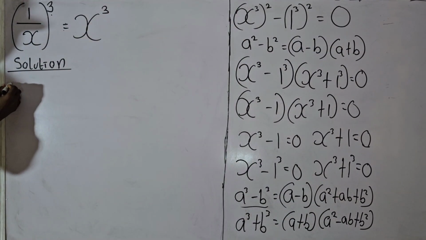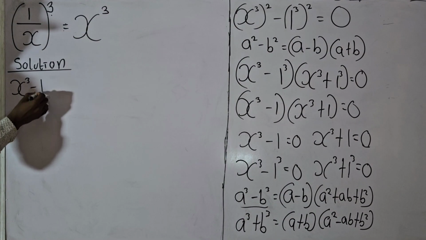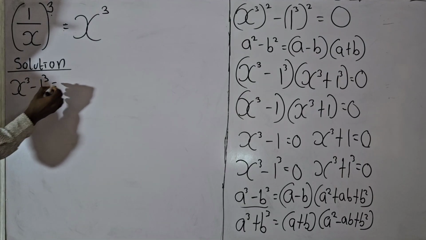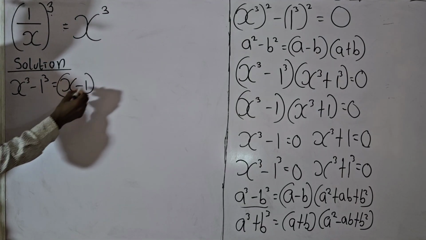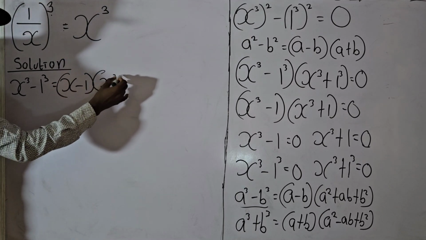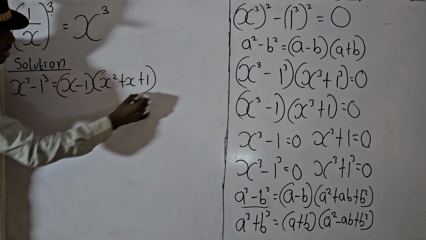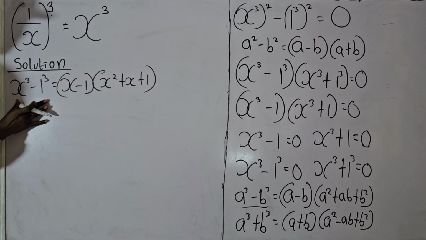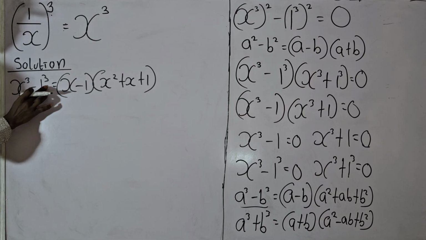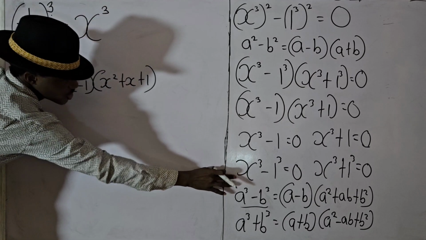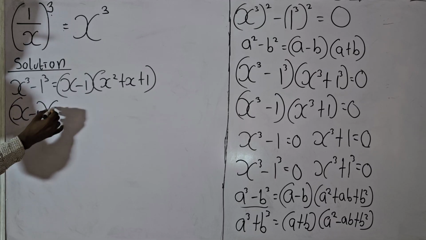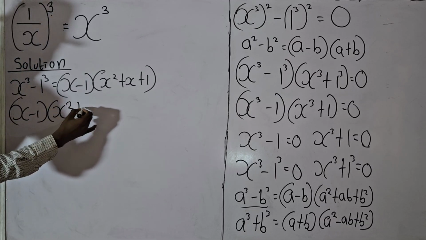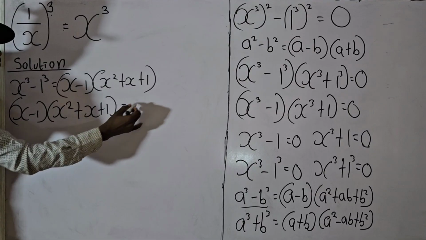So we are going to have x raised to the power of 3 minus 1 raised to the power of 3 will be equal to x minus 1 multiplied by x squared plus x plus 1. Are you getting it? So I'm going to replace x raised to the power of 3 minus 1 raised to the power of 3 in this equation. So we are going to have x minus 1 multiplied by the quadratic x squared plus x plus 1 will be equal to what? 0.